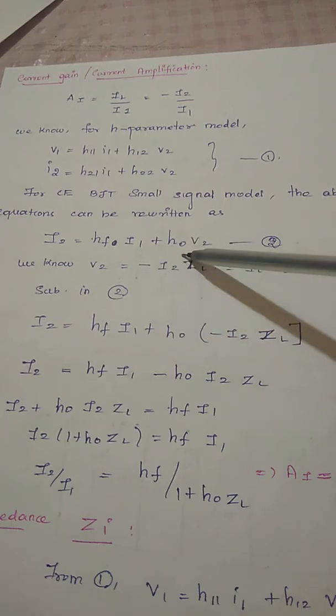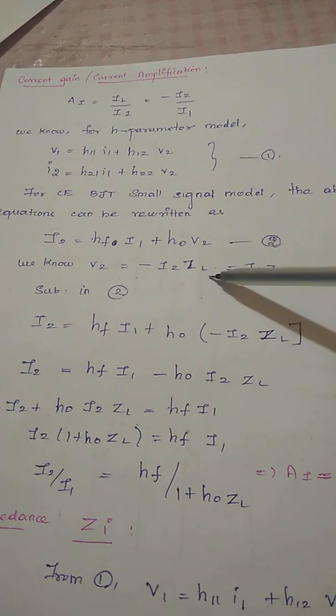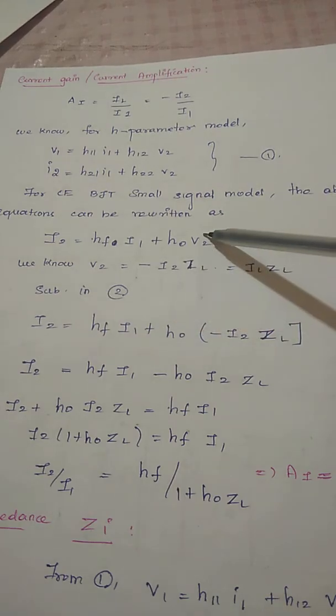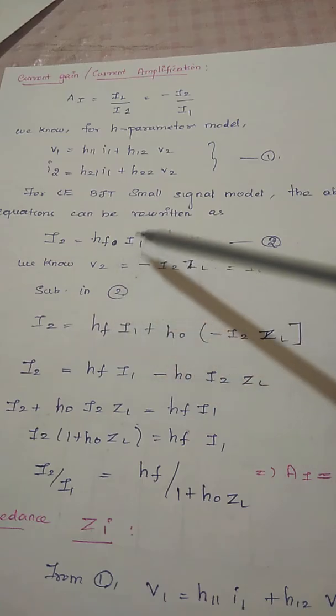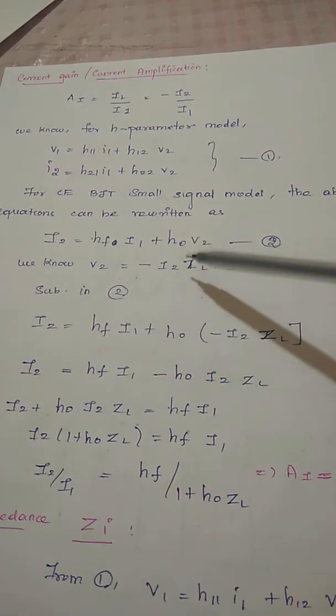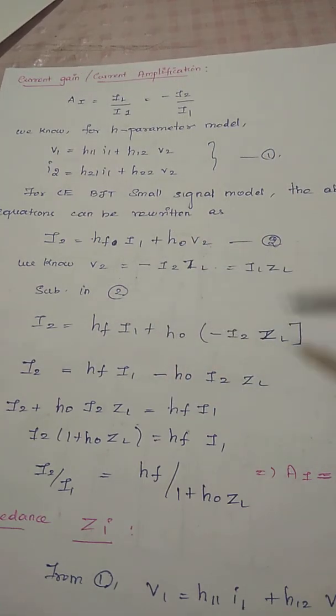Instead of IL they have put minus I2. Okay, so minus I2 into ZL. So substitute this equation here. You have a V2 here. Now I can write I2 is equal to HF I1 plus H0, and instead of V2, minus I2 into ZL.